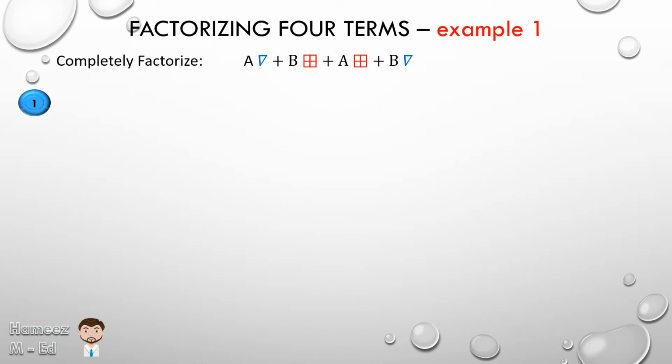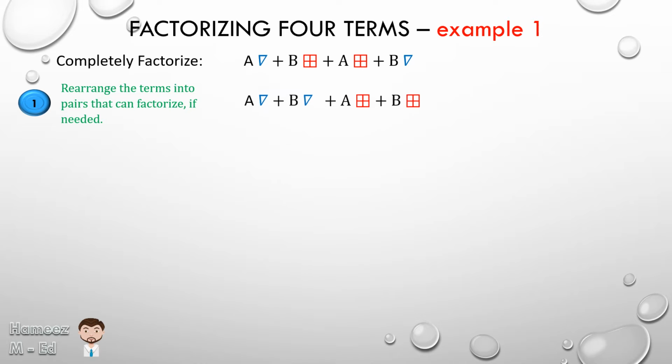So step 1, let's rearrange the terms into pairs so that they can be factorized. So if we look, we can rearrange it so we can get A triangle plus B triangle plus A window plus B window. So we can see something that is similar in the first 2 terms and something that is similar in the next 2 terms.